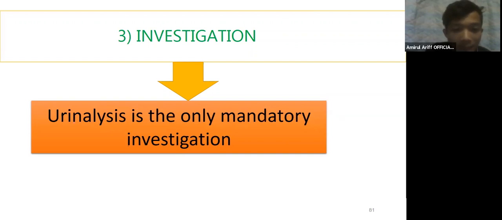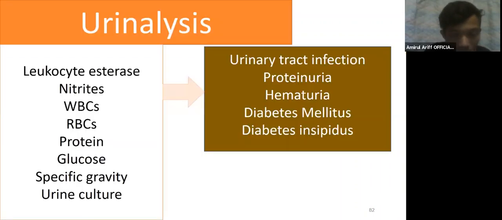For investigation, urinalysis is the investigation that we need to do in every single enuresis case. For urinalysis, we look for clues that show an underlying problem like urinary tract infection, diabetes mellitus, or diabetes insipidus. Other investigations are usually not required unless there is a clinical indication that makes us need to do other investigation. So next.